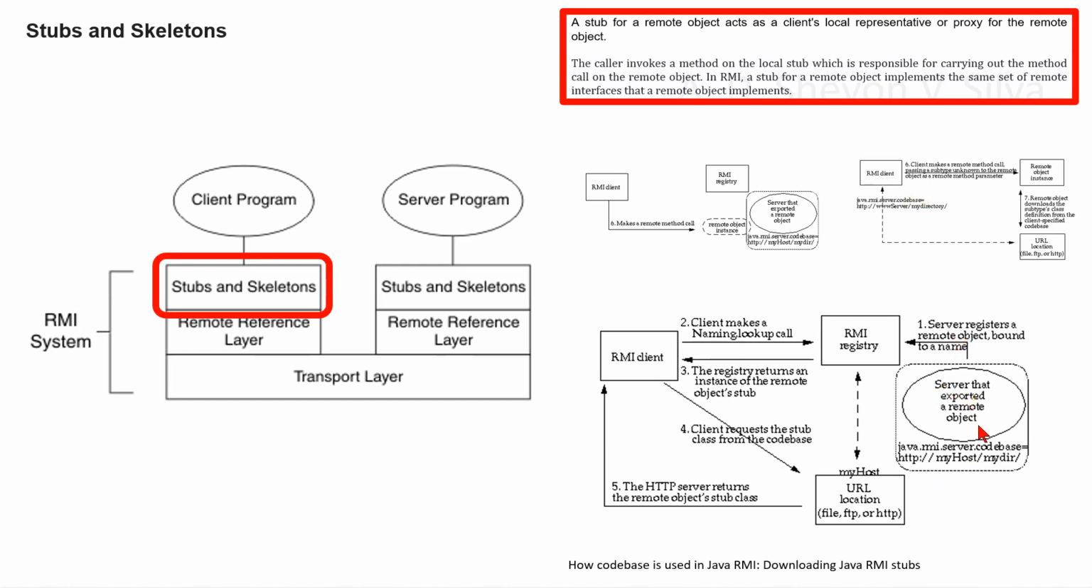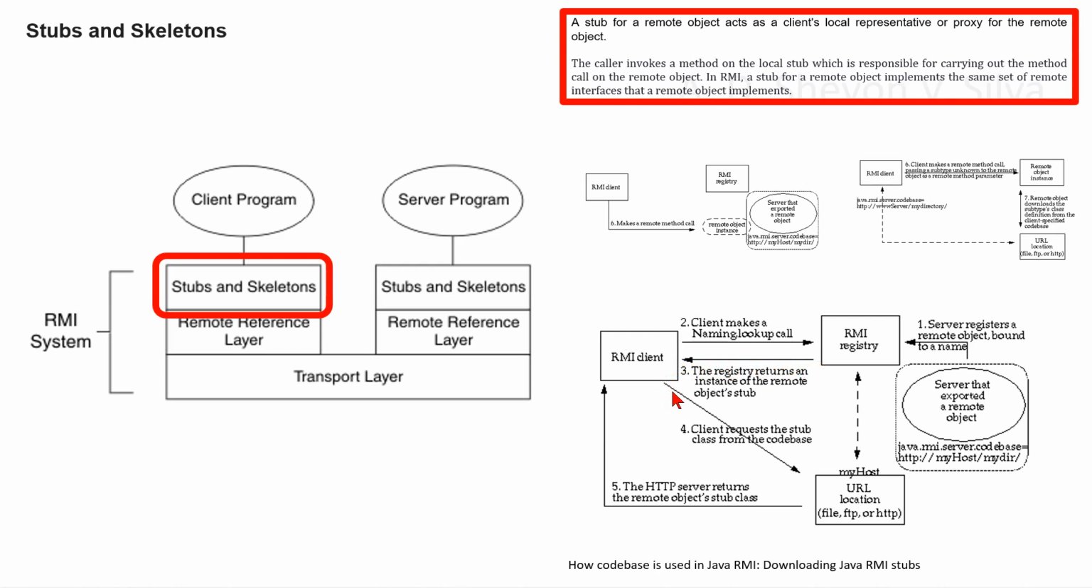Here you can see a server that exported a remote object. Here the server registers a remote object bound to a name. Step 1 is connecting to the server that exported the remote object, with java.rmi.server.codebase set to this address, and it registers a remote object bound to a name. In step 2, the RMI client is connected to the RMI registry, and the client makes a Naming.lookup call. In step 3, the RMI registry returns an instance of the remote object stub to the RMI client.